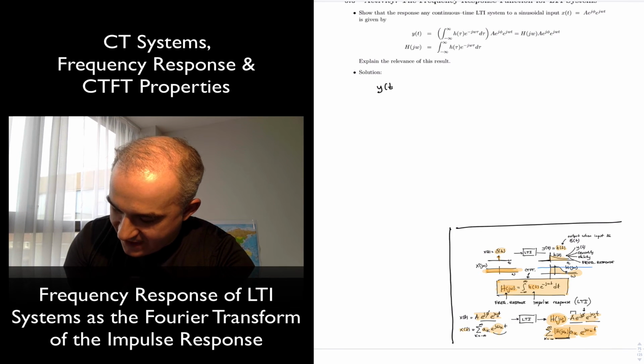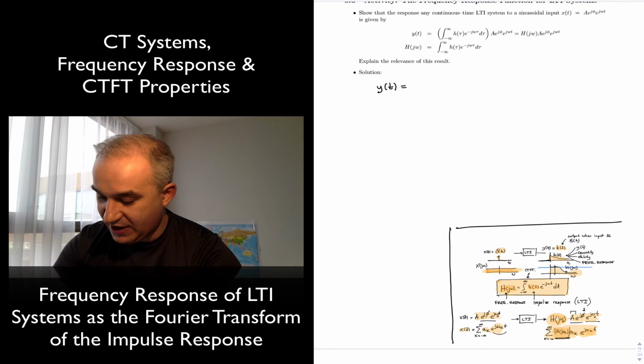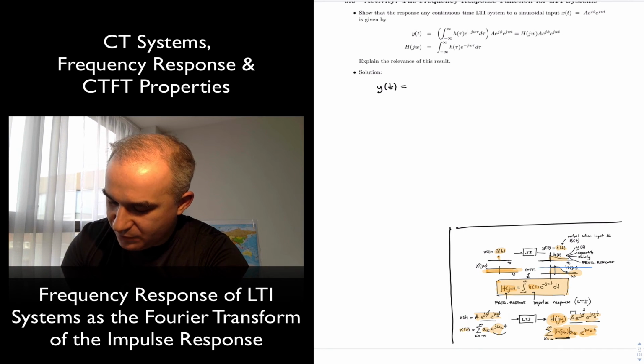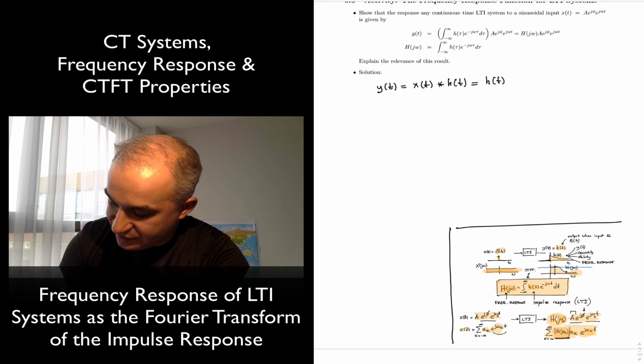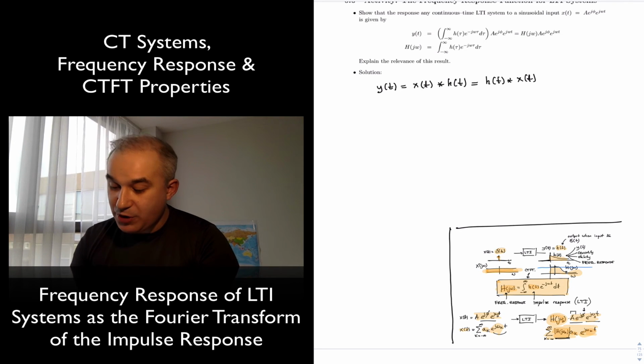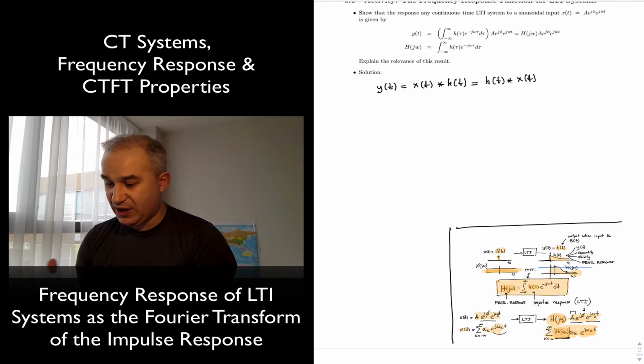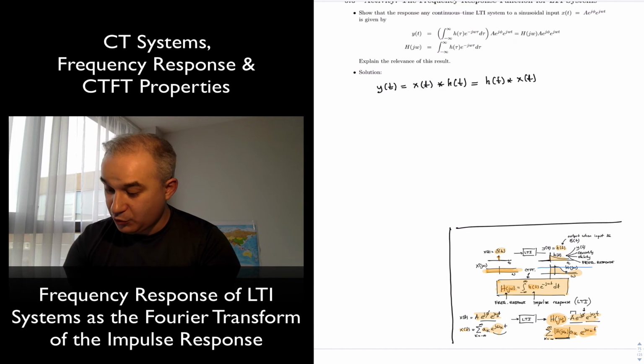To find the output in the time domain for an input, that is what we have to do here, if you recall, we could find it using convolution: either x of t convolved with the impulse response, or h of t convolved with x of t. And that's what we're going to do. We have to find an output for a particular input, and we have to do it in the time domain. So I'm going to use the convolution integral. Notice this is the convolution operator.